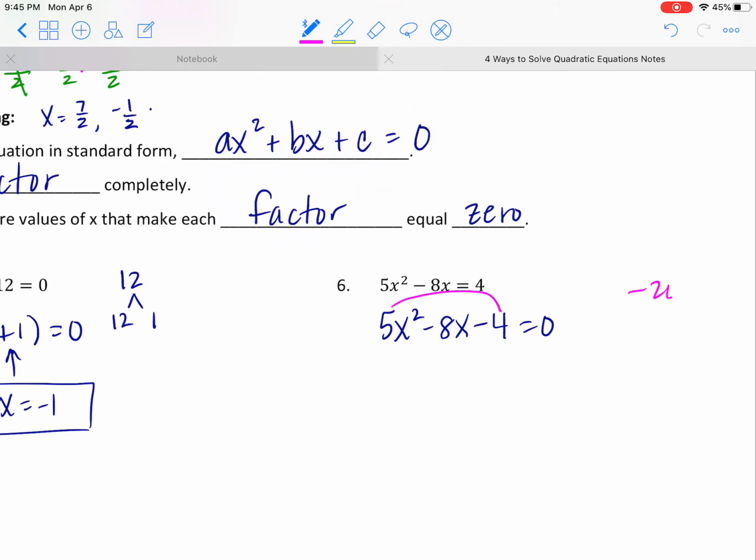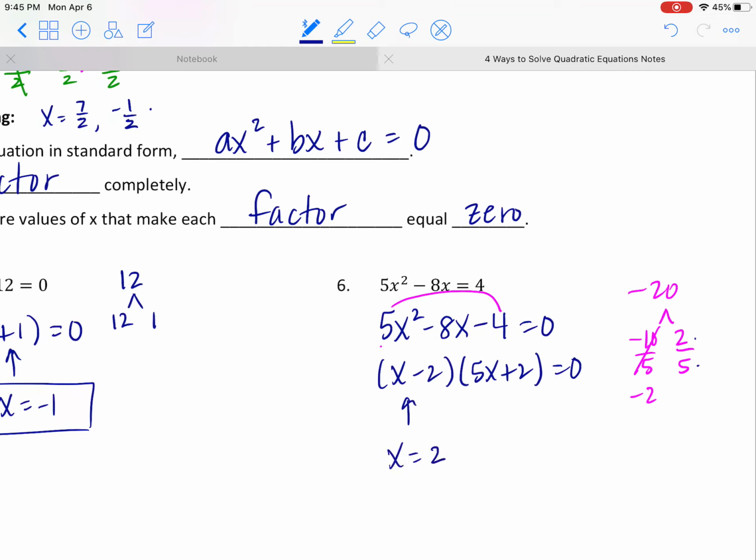Okay, here, got to get it in order and equal to 0. So we subtract the 4 over first. We multiply 5 and negative 4 to make negative 20, and factors of negative 20 to make negative 8 would be negative 10 and 2. Now when our leading coefficient is not 1, we have to make sure we divide by that leading coefficient, and then reduce. This is going to reduce to a minus 2, which means this is going to factor into an x minus 2, and this is going to be a 5x plus 2.